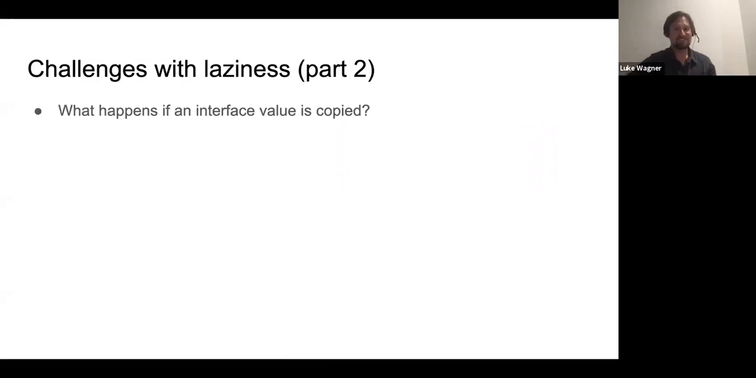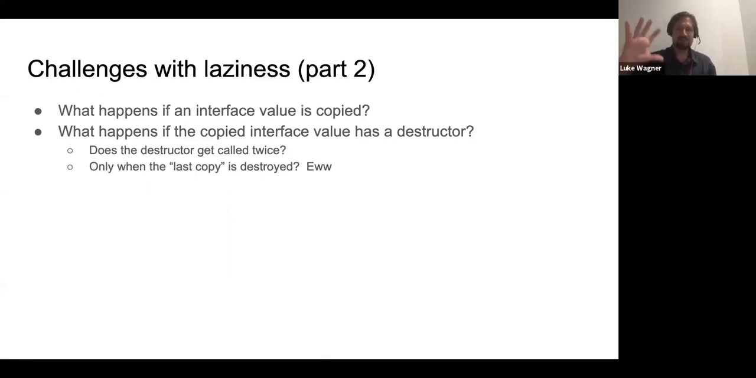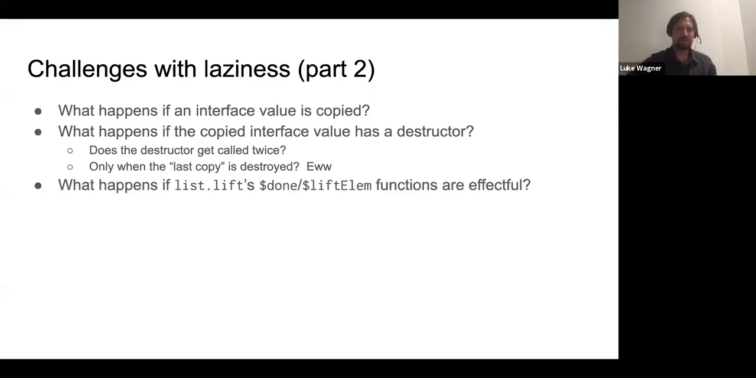That's not the end of the challenges. There's another challenge. What happens if an interface value is copied? This raises two sub-questions. First of all, what happens if I copy a value and it has a destructor? Do I call the destructor twice? That just on its face sounds bad. Or do I say, well, the semantics track which one's the last copy and then figure out which is the last copy to be destroyed, and that's theoretically possible, I think.